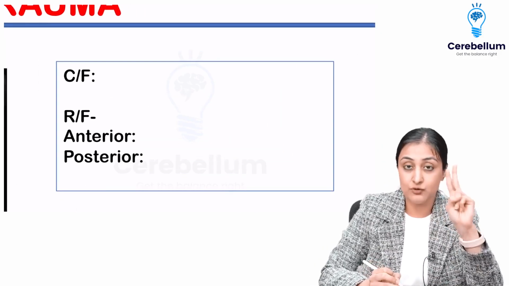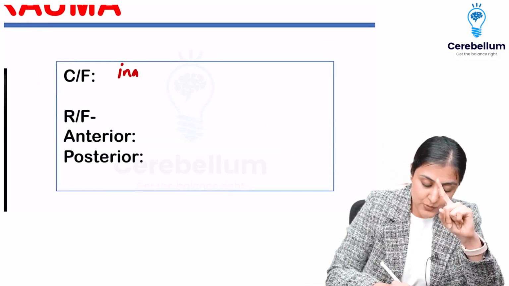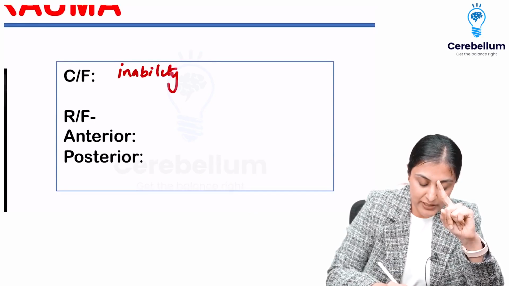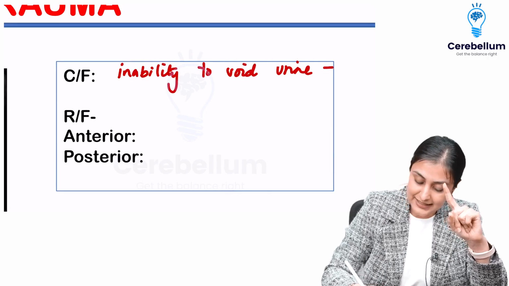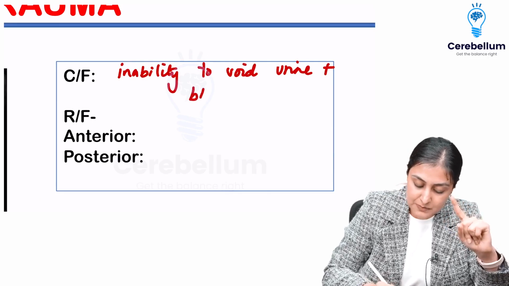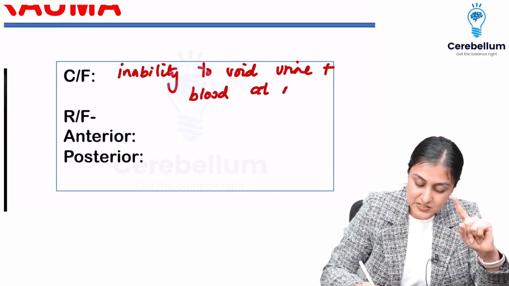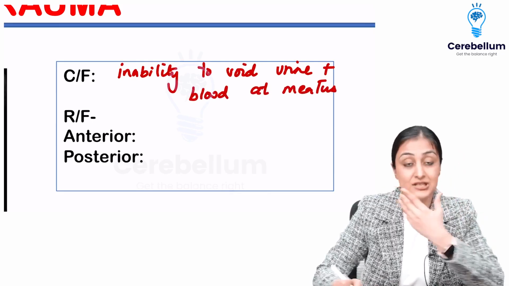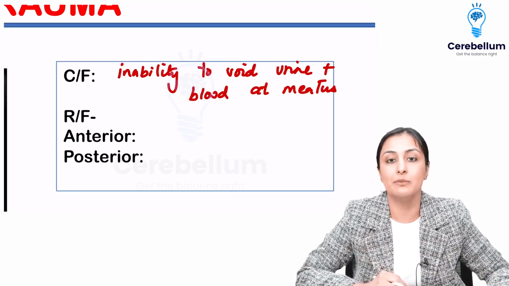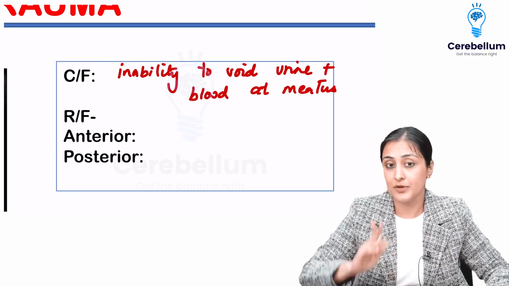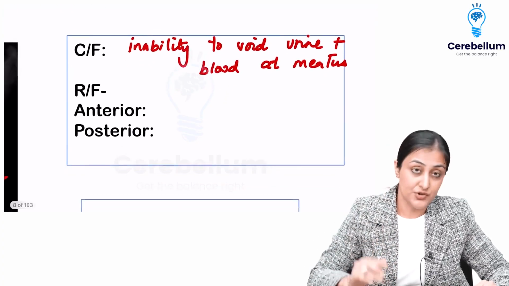Here, the patient will give you 2 buzzwords. First buzzword is inability to void. The patient will not be able to void urine. And secondly, we will see that there is blood at the meatus. So this is very, very important, that inability to void urine with blood at meatus is the hallmark of urethral trauma. You need to remember the risk factors.